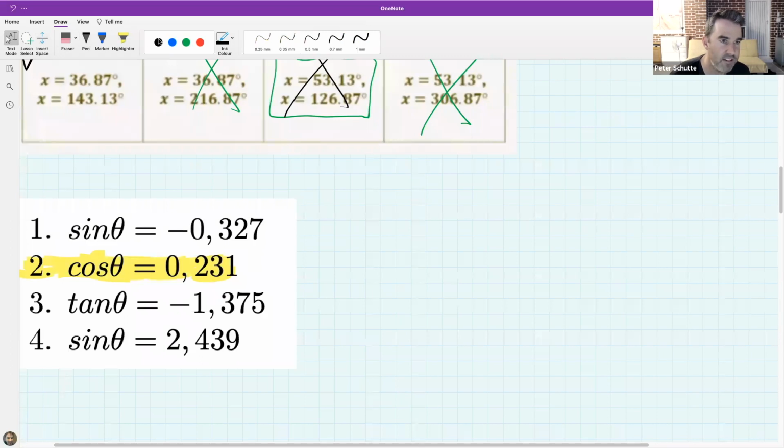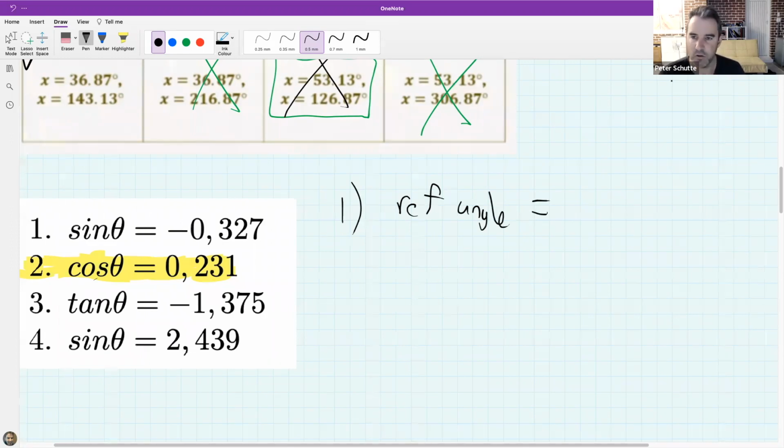So step 1 is you look at your trig equation and you ignore any negative signs. Okay. Mitchell, your calculator may be set on radians, not degrees. That could be part of the problem. Okay, step 1 is you find the reference angle. You ignore the negatives and you go shift cos 0.231. I want to know what you get for that angle.